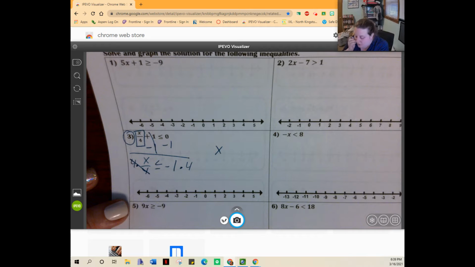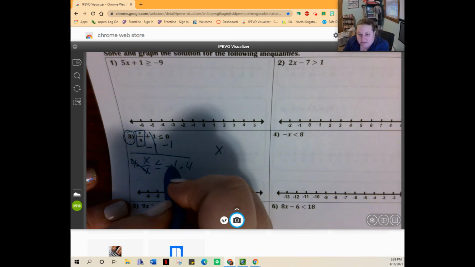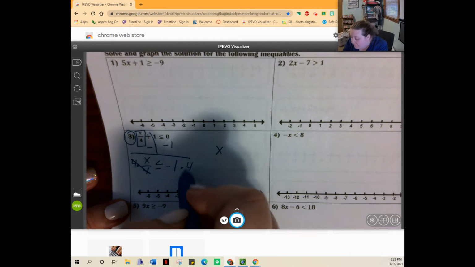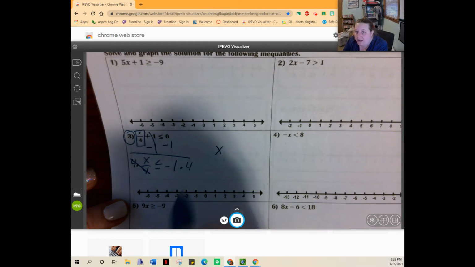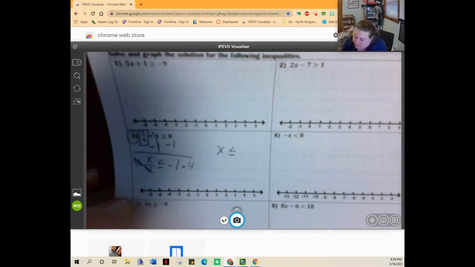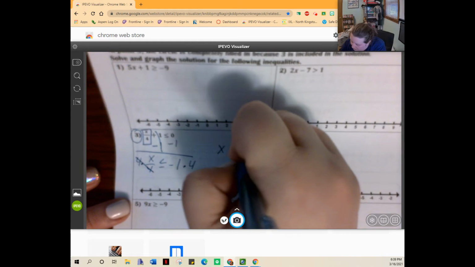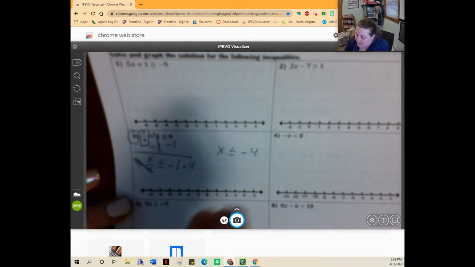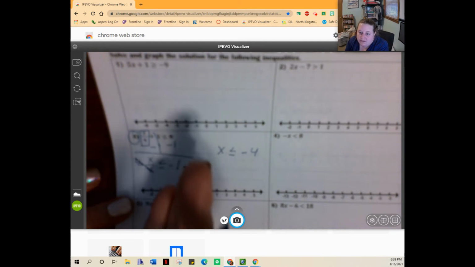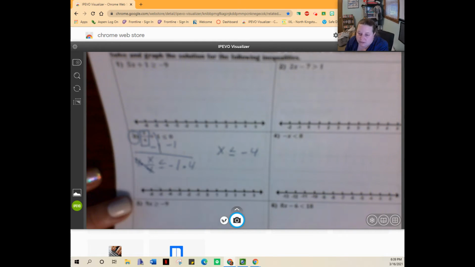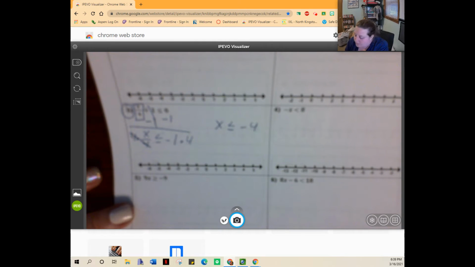Now, this is a situation where I have a negative on this side, but I'm multiplying by a positive number. Therefore, the golden rule does not apply. If this 4 was negative, then it would. But because it's not, our inequality symbol is going to stay the same. And when I do that, I get x is less than or equal to negative 4. So once again, this is a case where the golden rule does not apply because our coefficient that we multiplied by was not negative, okay?